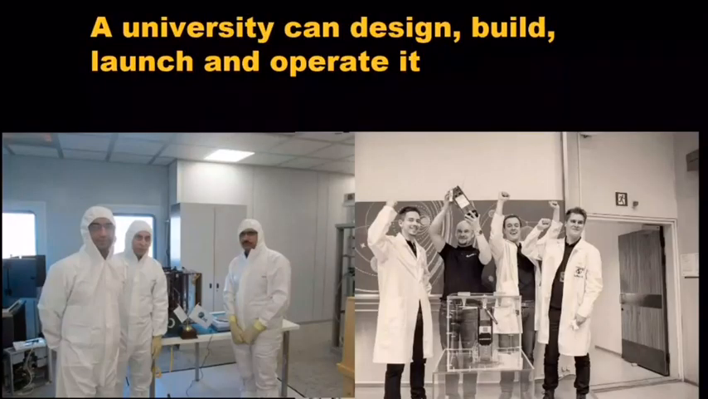We talked about the CubeSat standard. It's quite low cost and effective to build. Because it is low cost and effective to build, even the universities are building these types of satellites. So university students can design, build, launch, and operate the satellites. There are multiple examples of students building the satellites and launching and operating them.